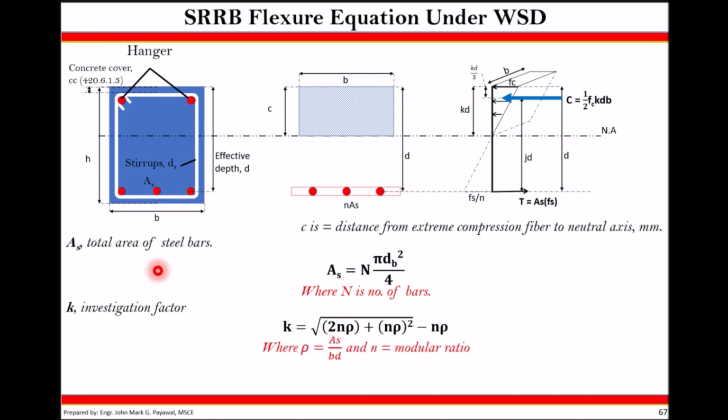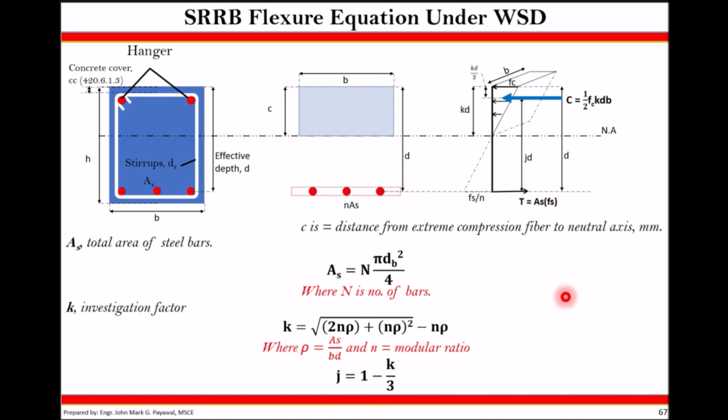So As, as mentioned, would be the total area of your reinforcement or steel bars at the bottom. And then bd would be the geometric parameters of your concrete, which would be the width and the effective depth. j, on the other hand, can now be computed from here. So this is jd, the lever arm of your couple. So j is equal to 1 minus k over 3.